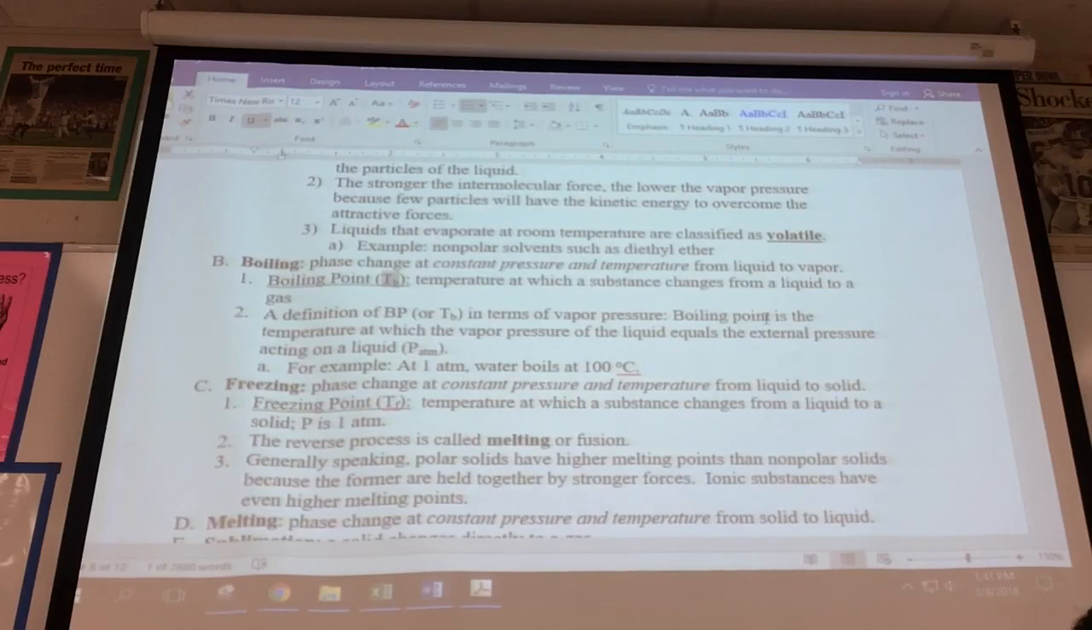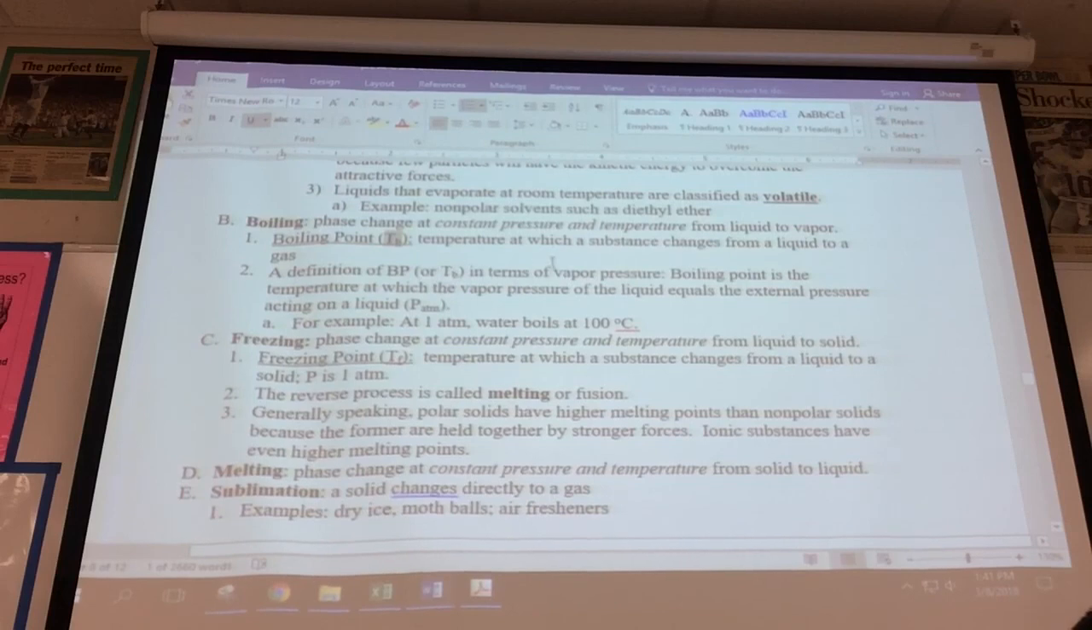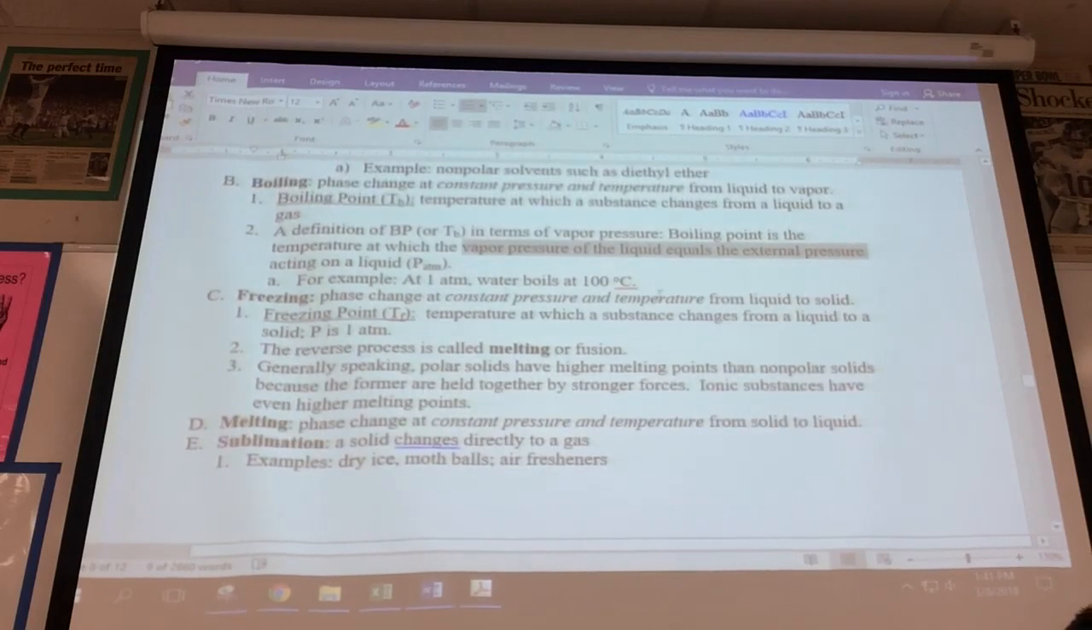It's something you could do in the lab. You could heat up water and measure the temperature, and when the temperature remains constant over time, you've got your boiling point. You'd see the vigorous bubbling. You can define boiling point in terms of vapor pressure. You'll see that the boiling point is the temperature at which the vapor pressure of the liquid equals the external pressure acting on it, and at 1 atmosphere, water will boil at 100 degrees Celsius.